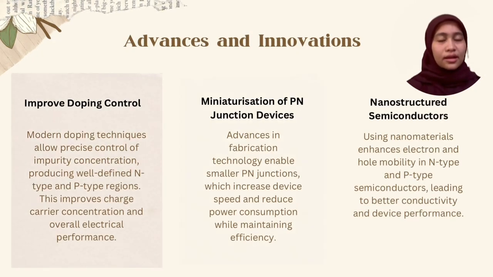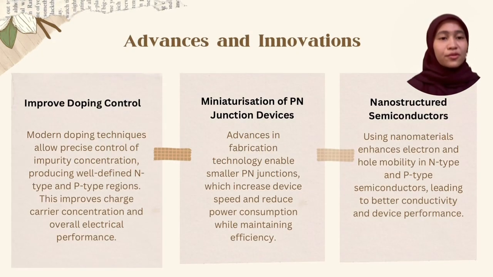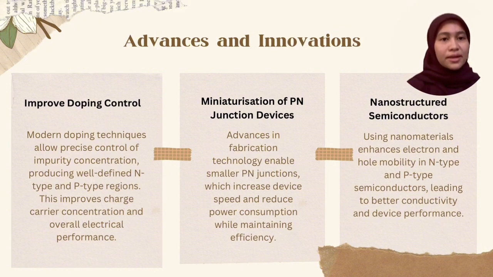For advances and innovation, firstly, we could improve the doping control, as modern technology allows us to control the amount of impurities more precisely. This helps to form a clear N-type and P-type semiconductor, improving charge flow and device performance.